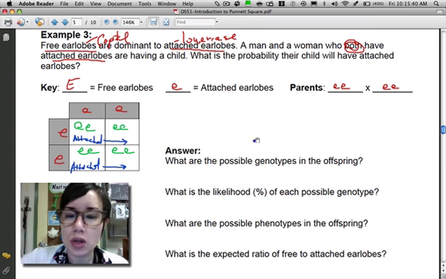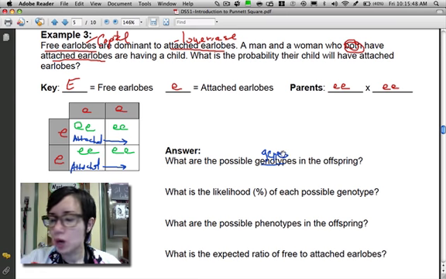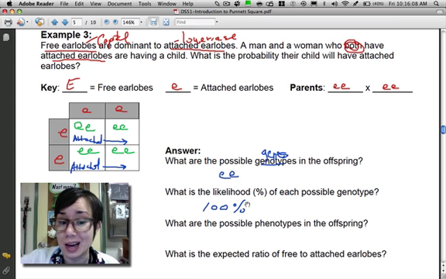Number 1 says, what are the possible genotypes of the offspring? Genotype, I'm asking for genes again, so I'm going to write that down so that I don't get confused. What are my possible genotypes for the offspring? Well, for this question, it's pretty simple. I only have one option. These parents are only capable of making babies that are little e, little e. So what is the probability or the likelihood of getting each one of these genotypes? Well, getting little e, little e is 100%, which means that it's not probable to get anything else.